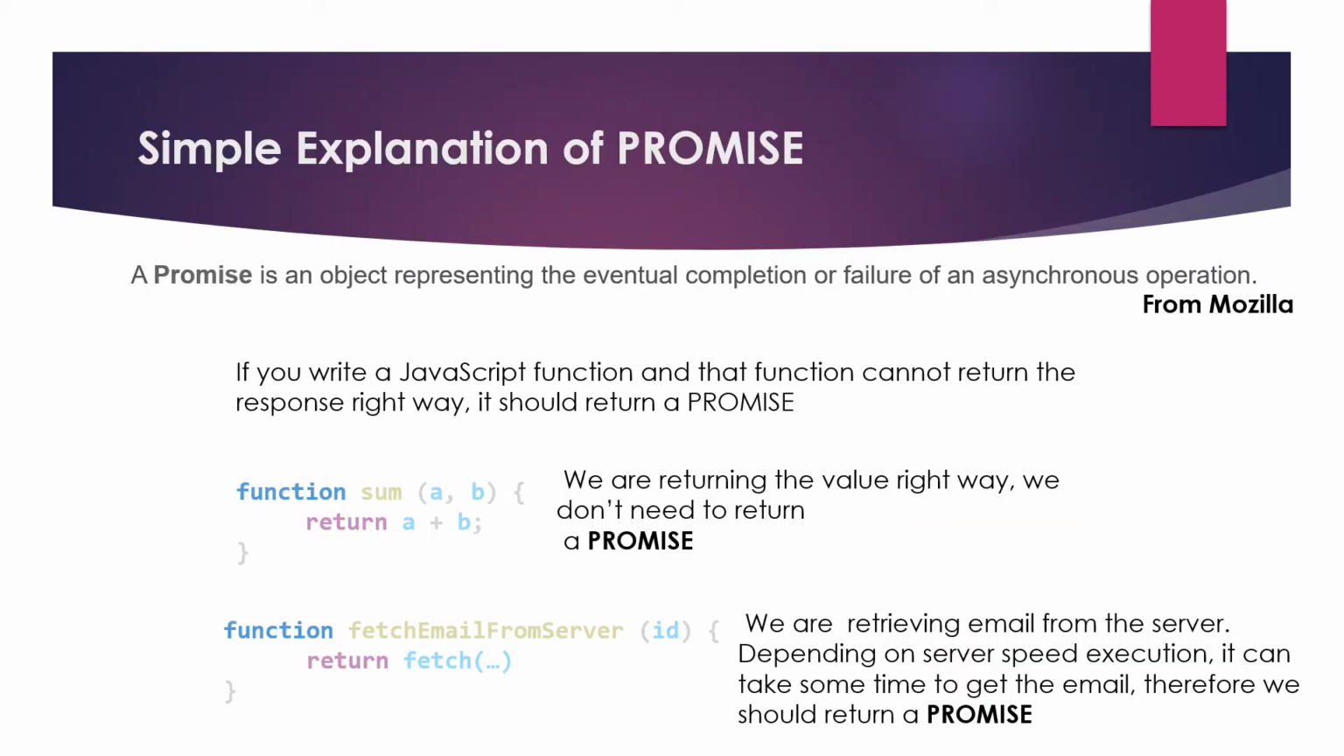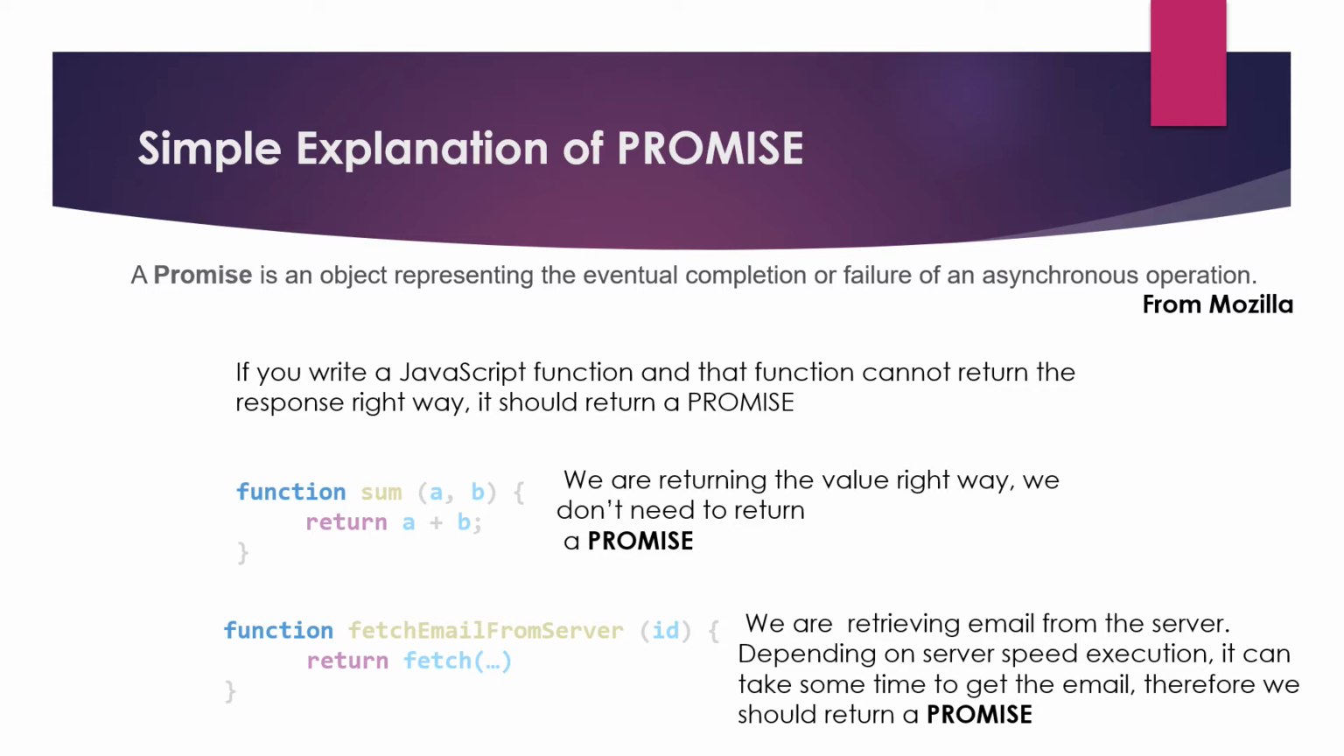A promise is an object representing the eventual completion or failure of an asynchronous operation. I took this definition from Mozilla. In simple words, if you write a JavaScript function and that function cannot return the response right away, it means that it is an asynchronous function and it should return a promise. So if we are trying to sum two numbers, we can return the response right away. And we don't need to return a promise in this case.